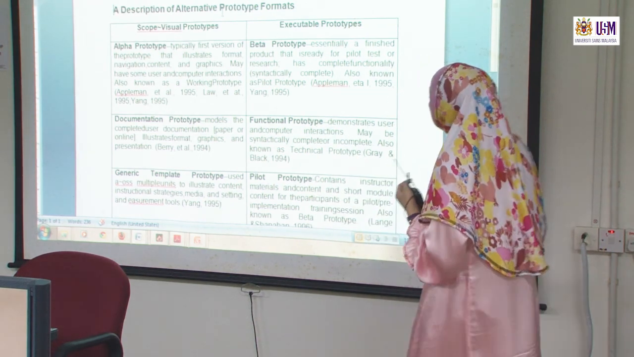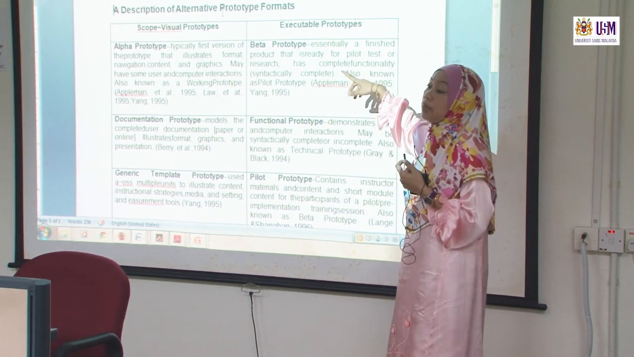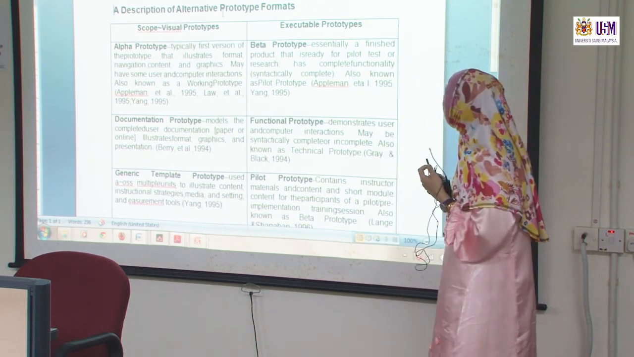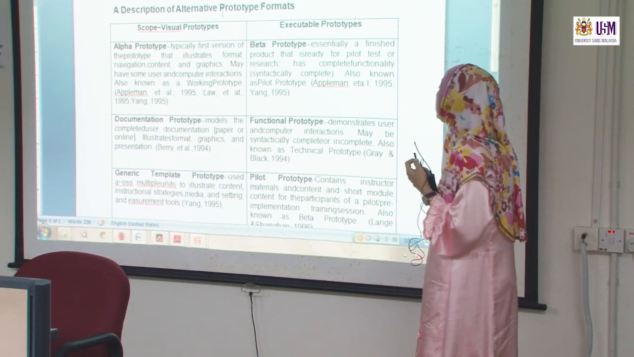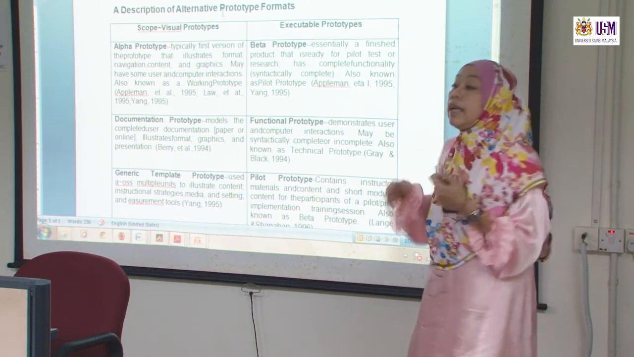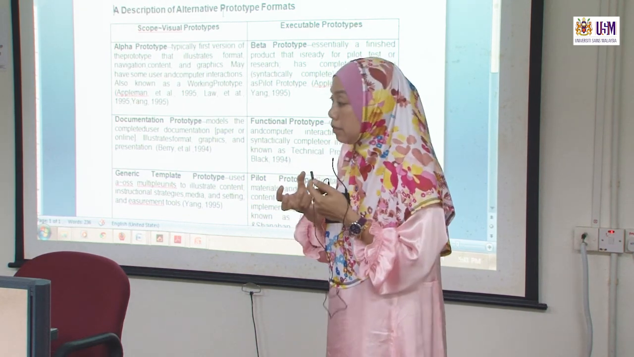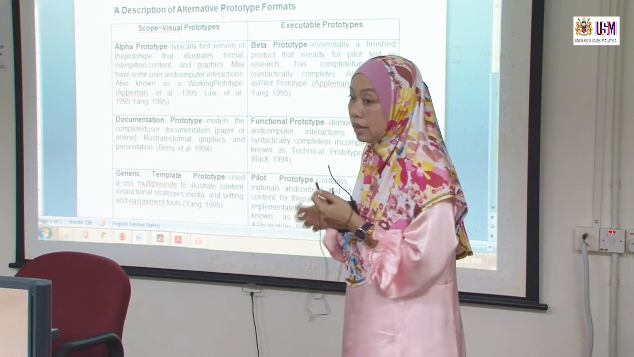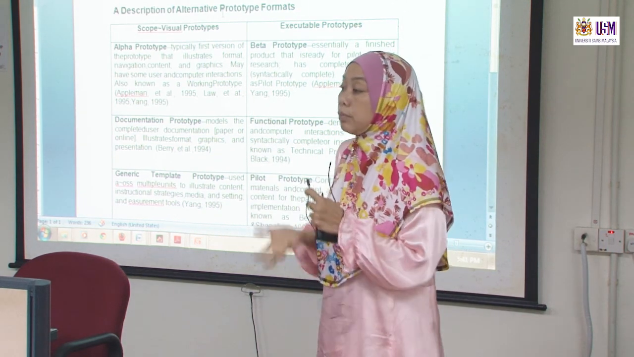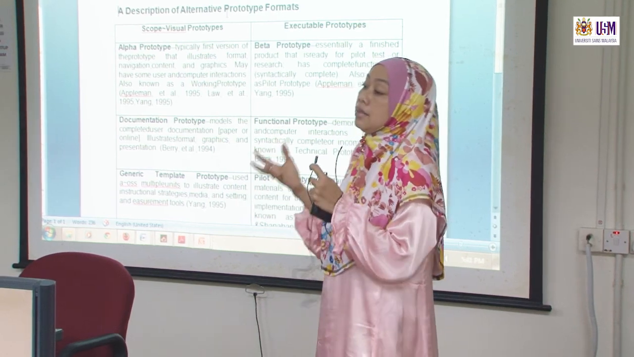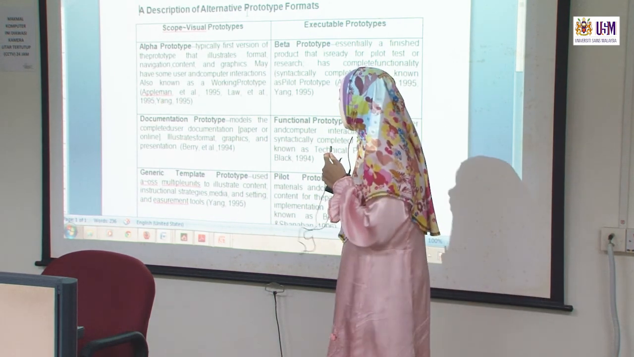And then we also have the beta prototype. This is the one that we usually have been introduced to. It is essentially a finished product that is ready for pilot test or research, and has complete functionality, meaning that it is ready to be used. It is ready, but we need to test whether it is fully functional. Maybe there's something wrong when we use it. The manufacturer or the person who developed the project will ask somebody to test it, to use it.